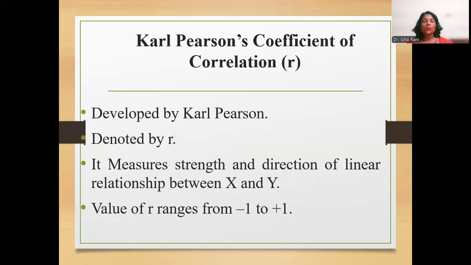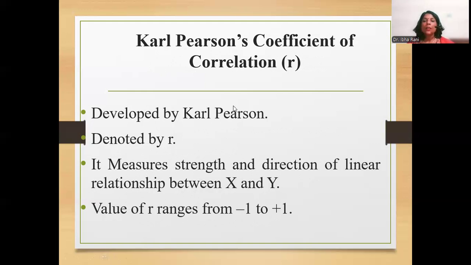Now, coming to how the coefficient of correlation can be calculated. There are two techniques through which you can calculate the correlation. The first one is Karl Pearson's coefficient of correlation, and the second technique is Spearman rank correlation. But in this session, I will be discussing Karl Pearson's coefficient of correlation. It is known as Karl Pearson's because this coefficient of correlation was developed by Karl Pearson in the year 1893. That's why it is known as Karl Pearson's coefficient of correlation.